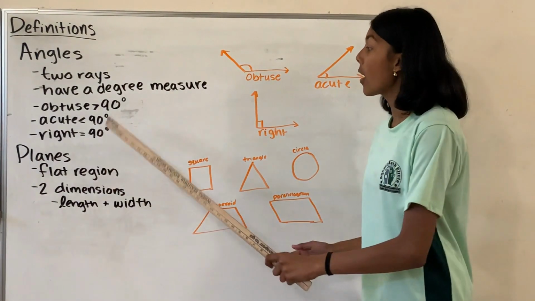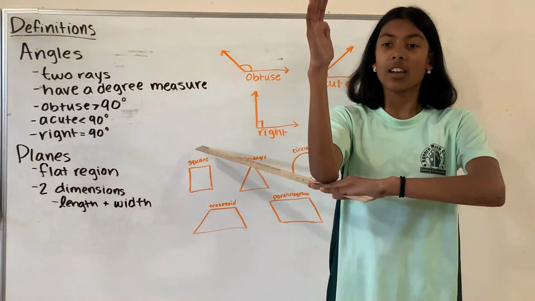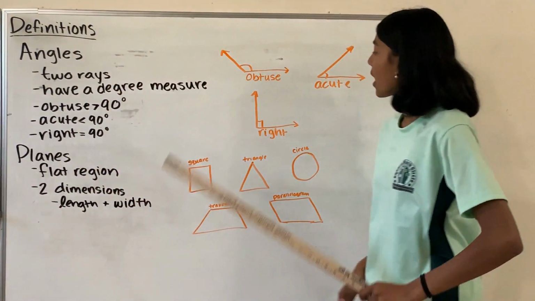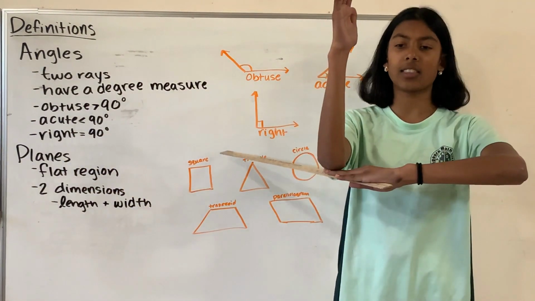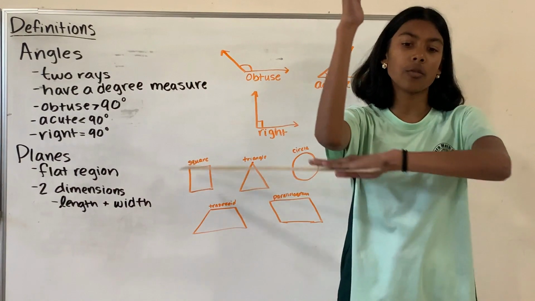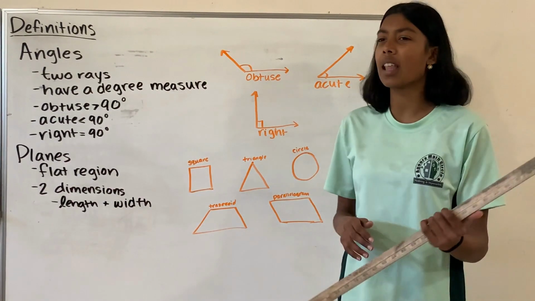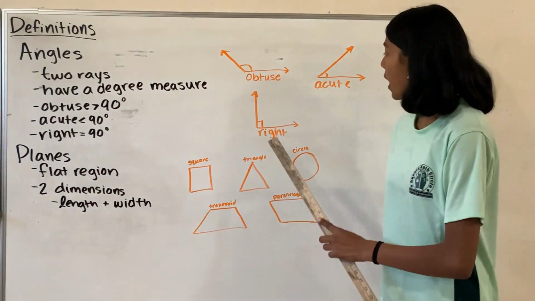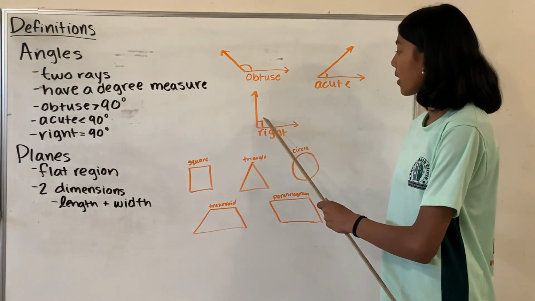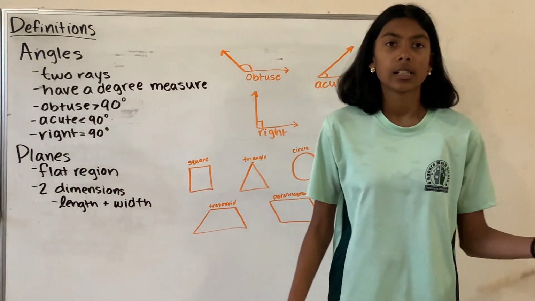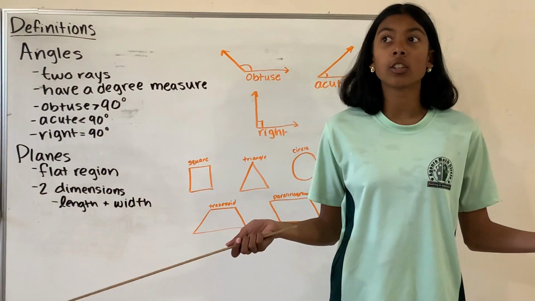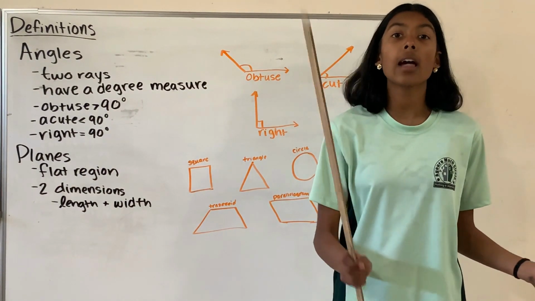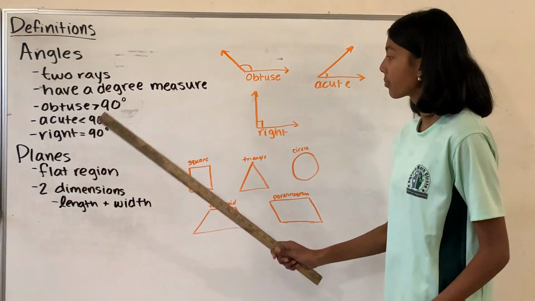And lastly, we have our right angles, which is exactly 90 degrees. And it's basically like this. One straight up here, one straight down here. And it's basically like the connection between 2 walls. And you show it with a little square thing. Another example of how a right angle looks is an L. An L has a right angle.